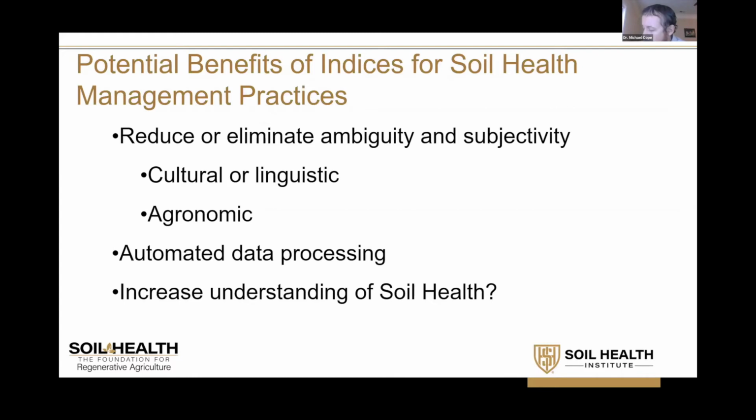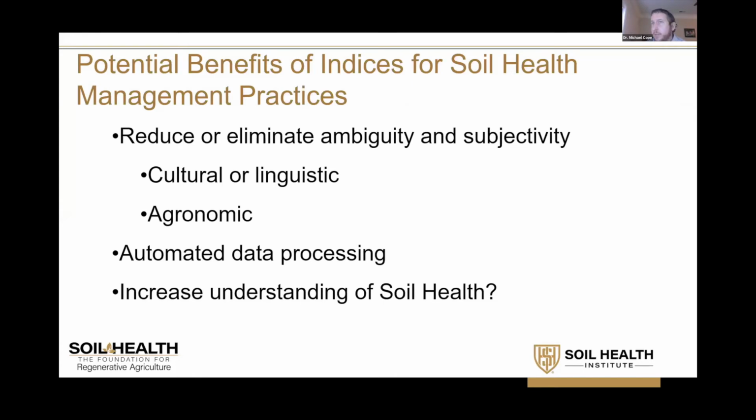So at some point, I'm not sure it was totally our original idea, but we realized it would be convenient to use numbers, or a numerical indexing system, to represent soil health management practices. I've listed a few points here about why that could be beneficial. Firstly, it would reduce or eliminate ambiguity and subjectivity, such as the examples we just went through. This would eliminate confusion due to cultural or linguistic differences, or just differences in the way folks refer to these practices in different agronomic systems.